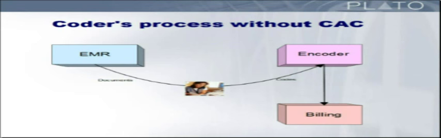Very straightforward. Standard coding process with no computer-assisted coding. You have an EMR or electronic records of some sort that are reviewed by Jane, who puts codes into an encoder and they flow through to billing. So fairly standard.